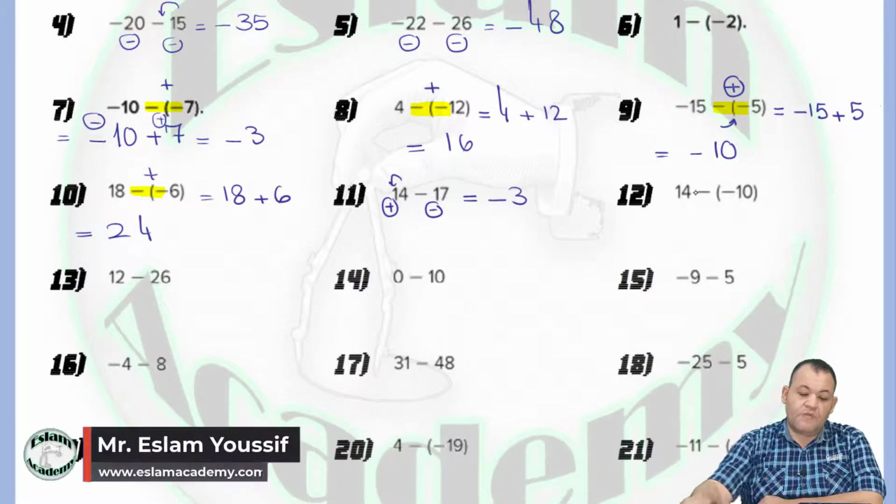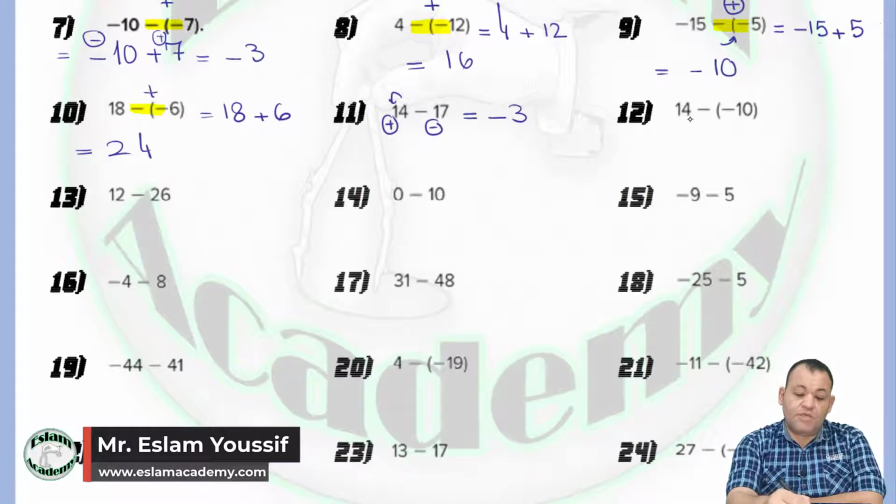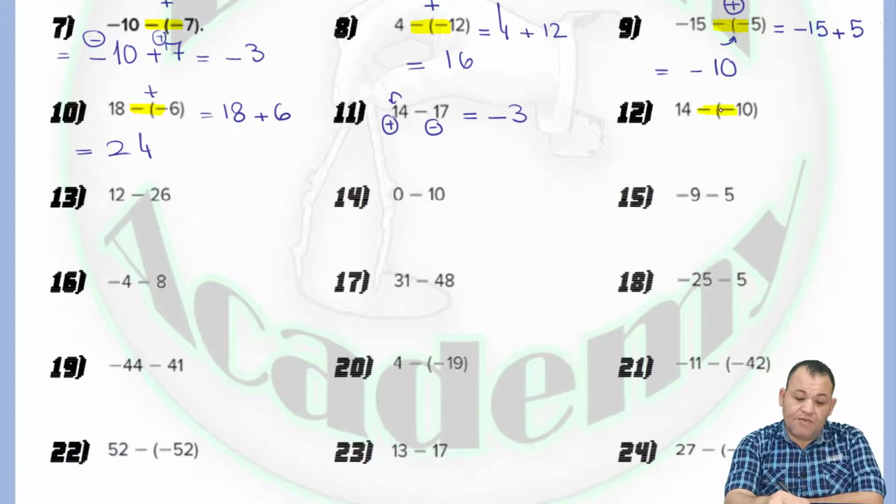In question number 12, we have the same. 14 minus negative 10. Once you have minus followed by negative, just remove it and replace it with plus. So it will be 14 plus 10, which equals 24.